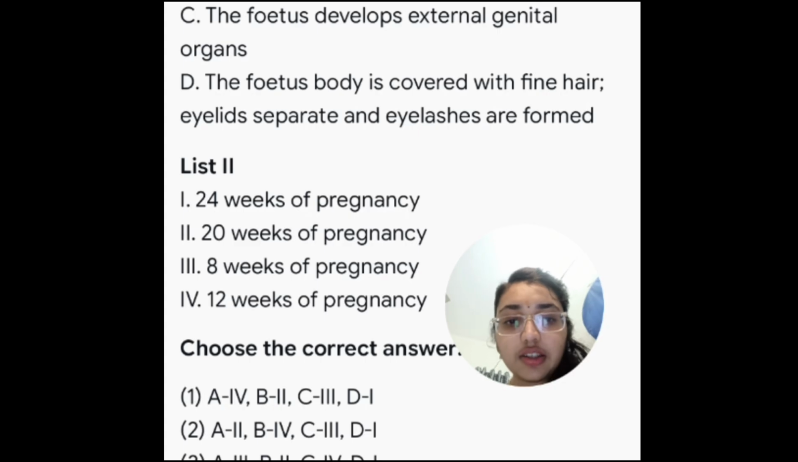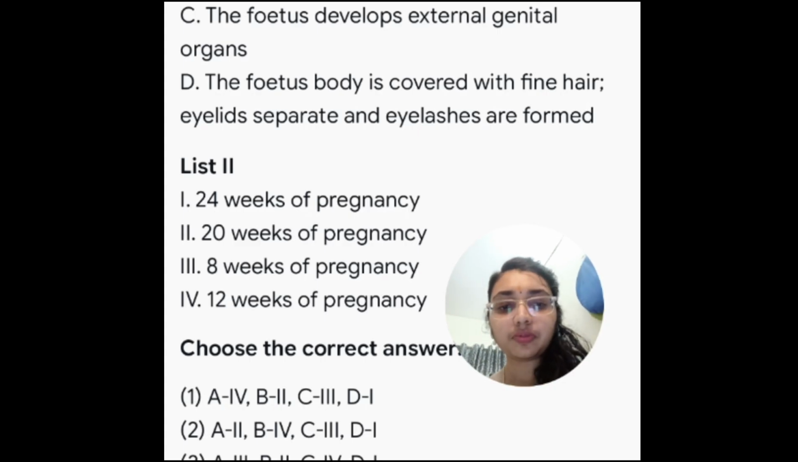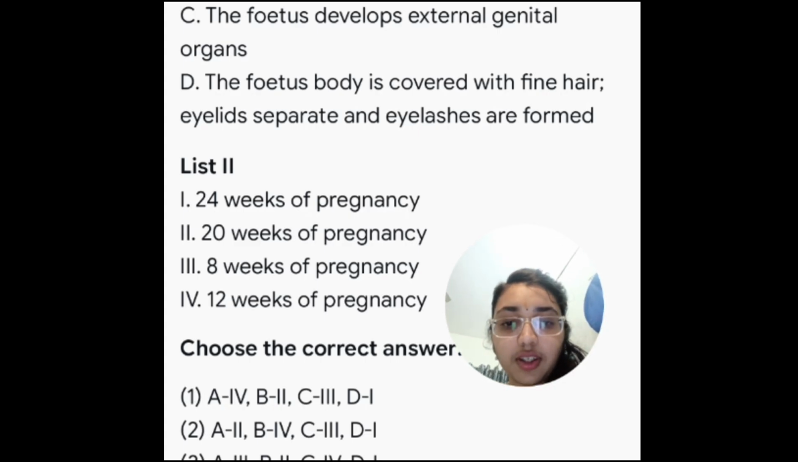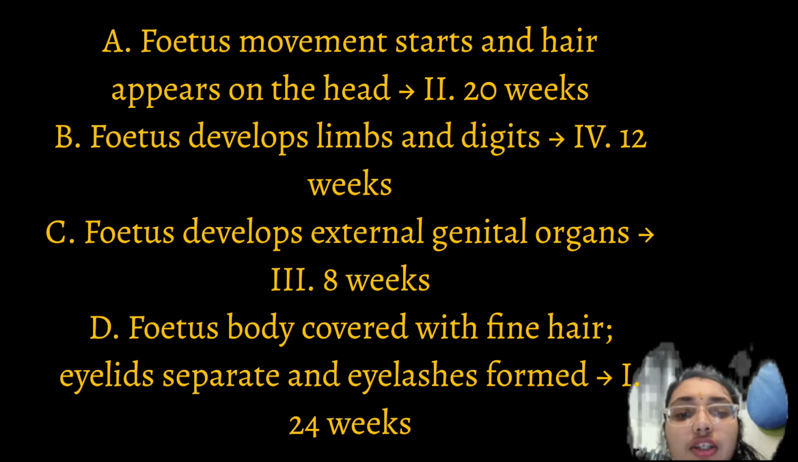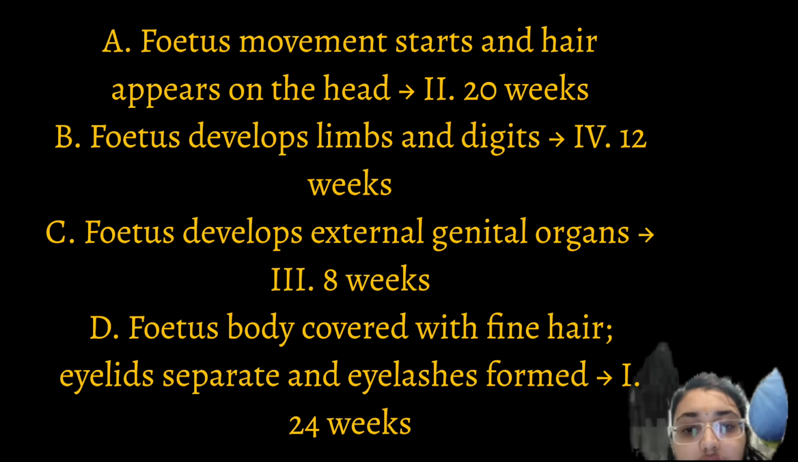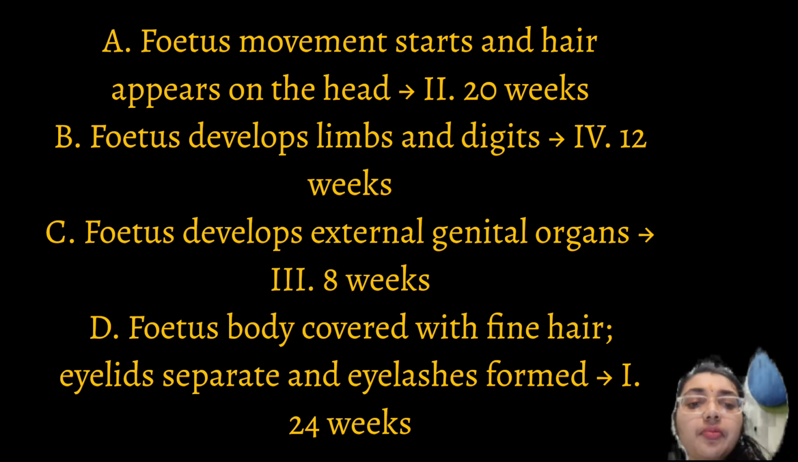Now let's see the next option. B is matching with 4, that is fetal development limbs and digit. They are matching with the 12 week of pregnancy. And next is C, that is fetal development external genital organ. So it is matching with the 8 week of pregnancy.